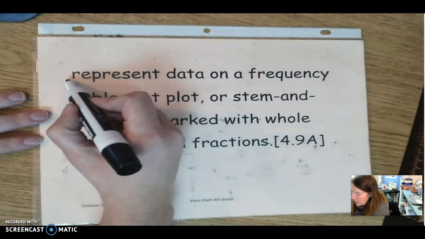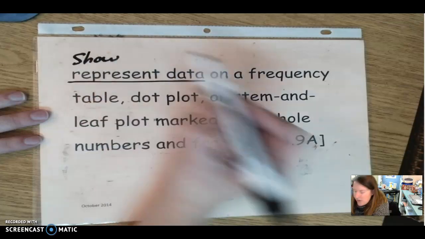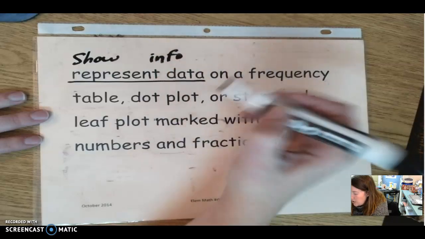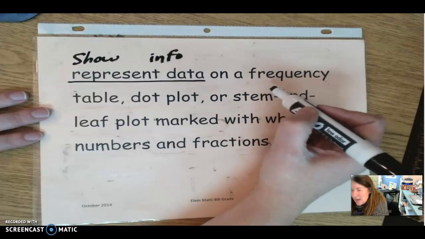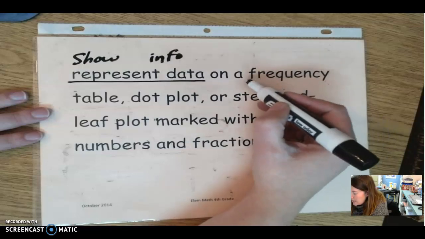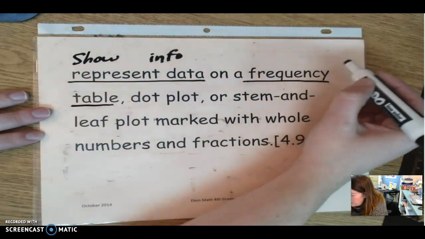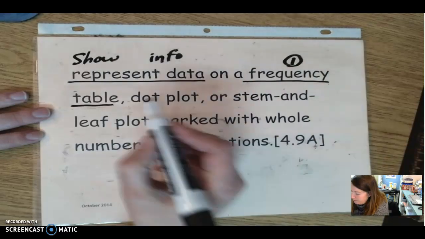So it says we will represent data. Represent is just another way to say show, and data is like information. So we're going to show information on a couple different types of charts. So the first kind is what Mr. Johnson did with you guys yesterday and the day before. So we learned how to use frequency tables.